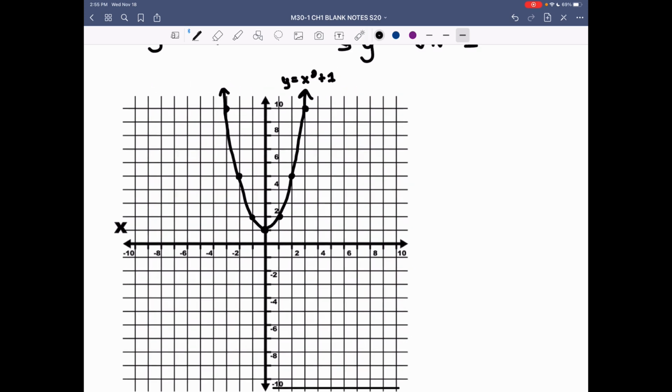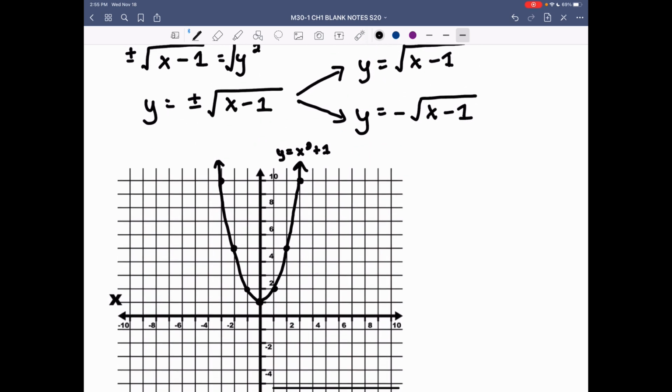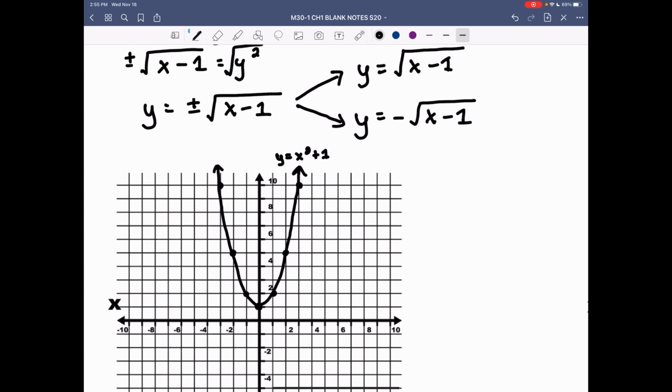Then I can draw the inverse relation y equals square root of x minus 1 and y equals negative square root of x minus 1. I'll start with y equals positive square root of x minus 1. The radicand cannot be negative since we can't square root a negative. So x minus 1 has to be greater than or equal to 0, which means x has to be greater than or equal to 1.